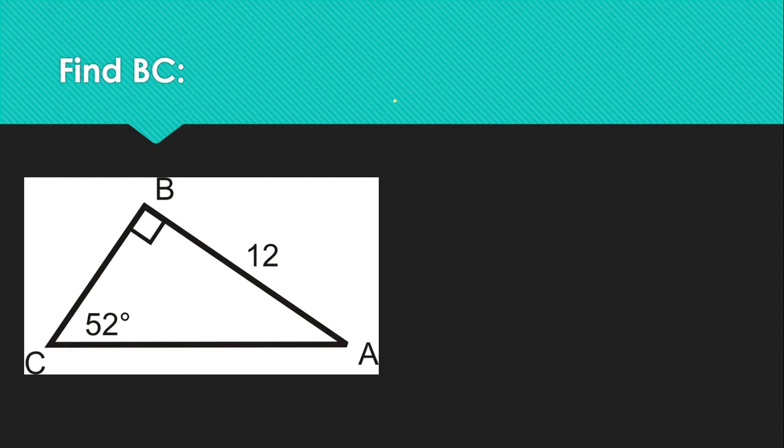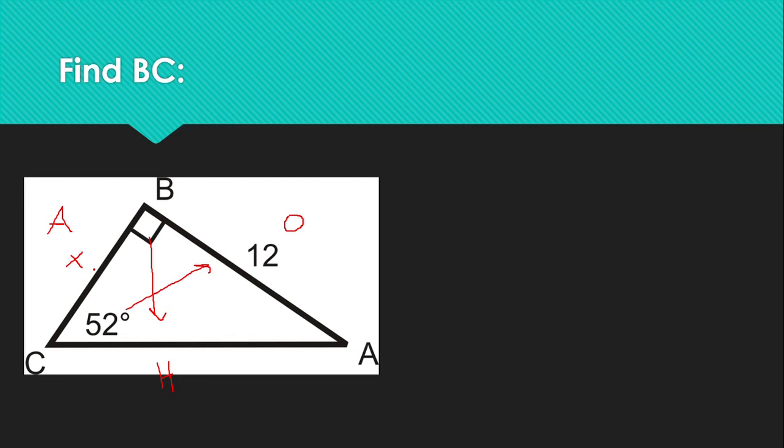Here's another example of finding missing sides. This one says I want to find BC. So before I do anything else, I'm going to put an X on that side to remind myself what I'm doing here. Then I'm going to label O, A, and H. So H is across from the right angle, so there's H. O is across from my other angle. So this side here, this 12, that's O. And then the other one is A.